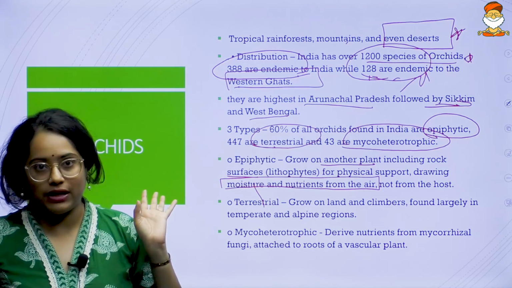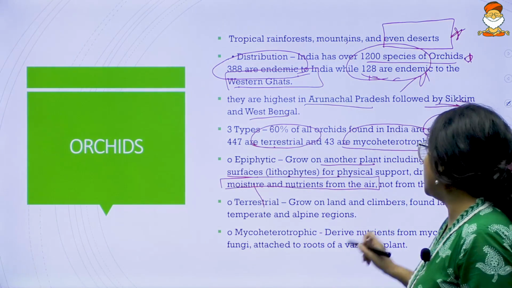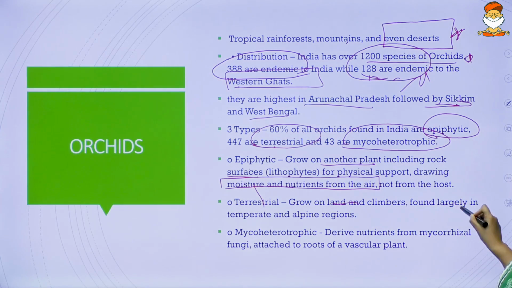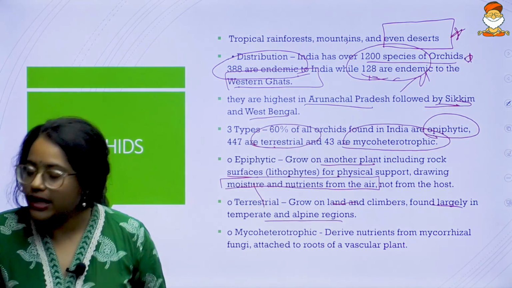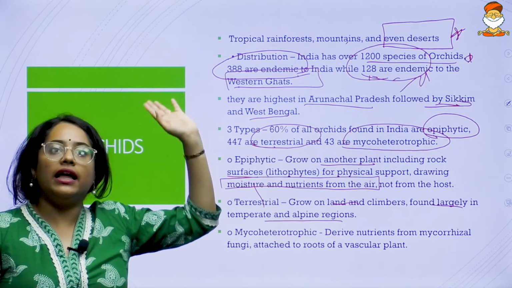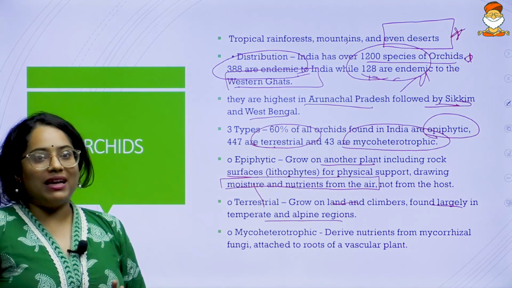That's epiphytic, and it is the most common type of orchid, with 60% of the orchids found in India being epiphytic. The next category is terrestrial, which is quite obvious. It grows on land and climbers, and it's found largely in temperate and alpine regions. So in India, when you go through the Himalayan areas, you will find terrestrial orchids, but not in your tropical areas.